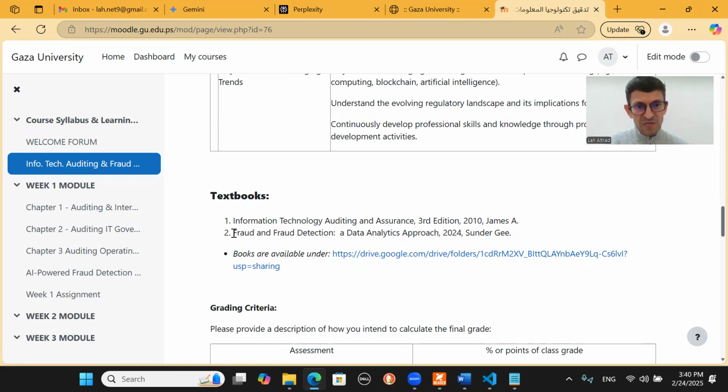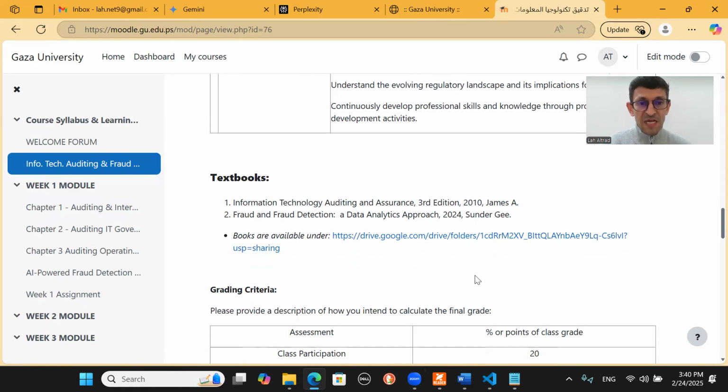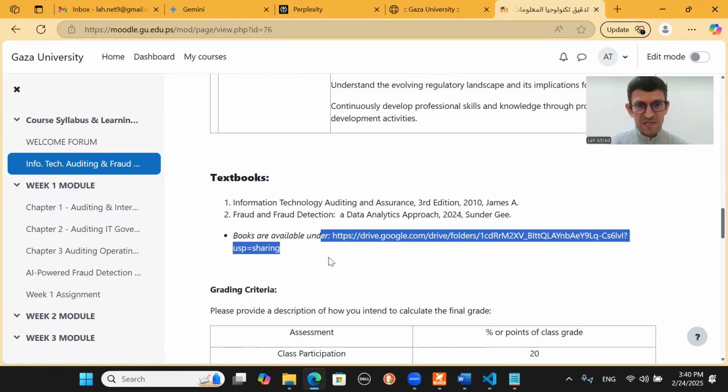Later, we have the second resource, which is Fraud and Fraud Detections. I think I need to delete these two words, so it's only Fraud Detection. Let's check this one together. Yeah, so it's the correct name: Fraud and Fraud Detection, A Data Analytics Approach. You would love this textbook because it provides a lot of scenarios, experiments, and case studies.